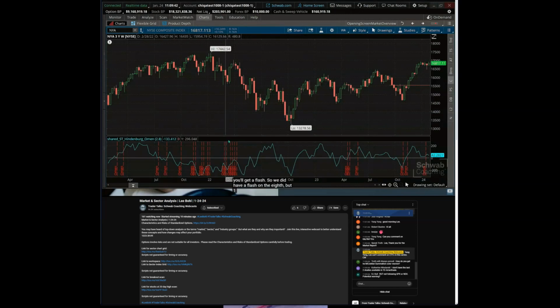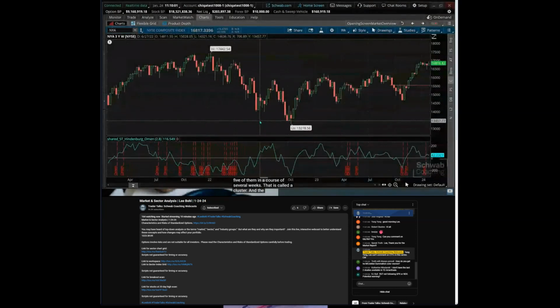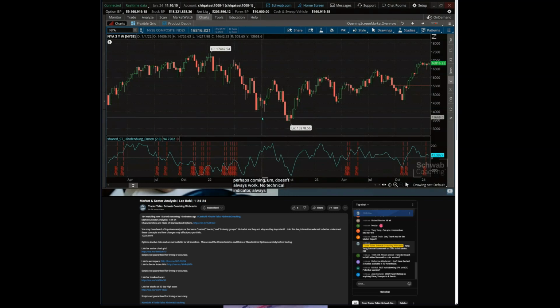What you need is this. So we'll be watching to see if we get something like this soon or not. Okay, so this is, you got 5 of them in the course of several weeks. That is called a cluster, and the cluster, as you can see, often says there could be a little bit of weakness perhaps coming. Doesn't always work. No technical indicator always works, but it is certainly something that you can look at.